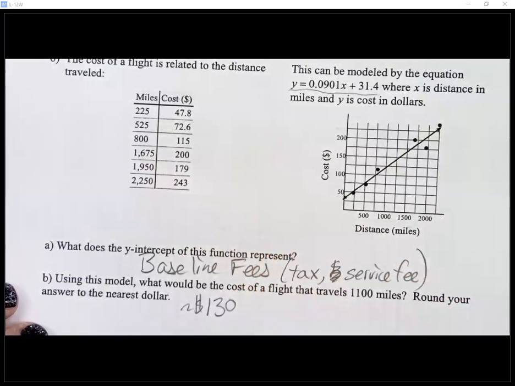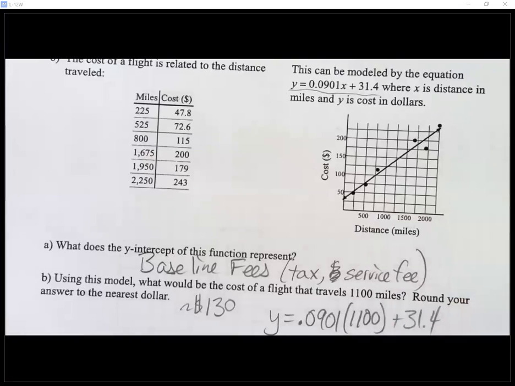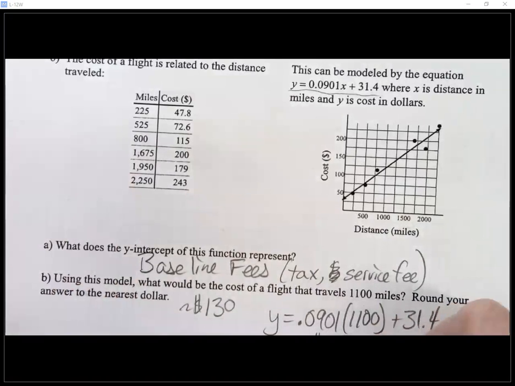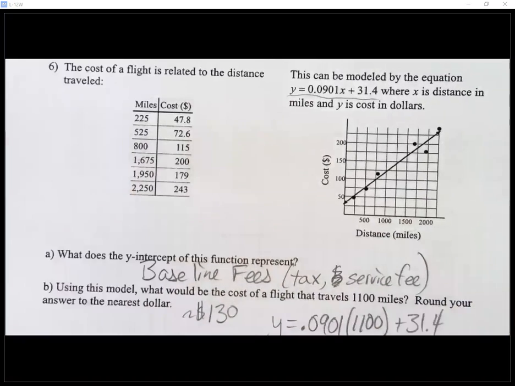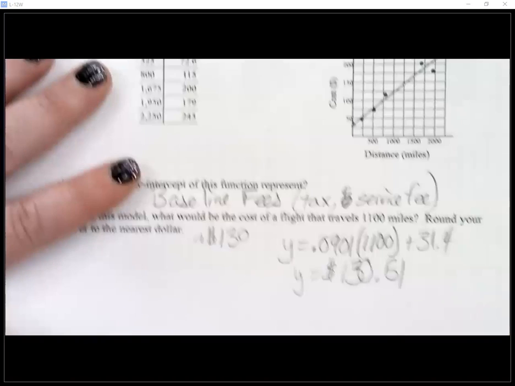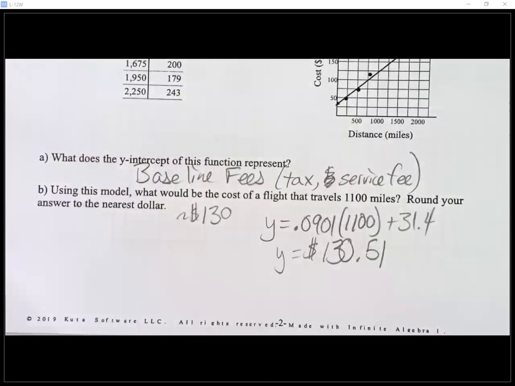So I would be doing 0.0901 times 1,100 plus 31.4. Let's see what that gives us. $130.51. Wow. $131. Oh, $130.51. So quite accurate, just based off of my guessing. All right, easy peasy.